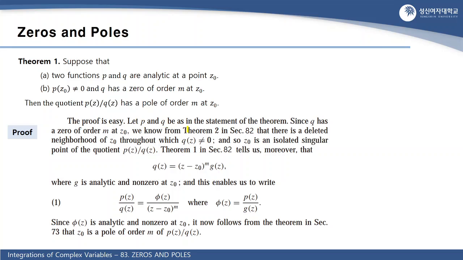Let P and Q be as in the statement of the theorem here. Since Q has a 0 of order m at z naught, from theorem 2 in section 82, we have that there is a deleted neighborhood of z naught throughout which Q of z is not equal to 0. And so z naught is an isolated singular point of the quotient P of z divided by Q of z.